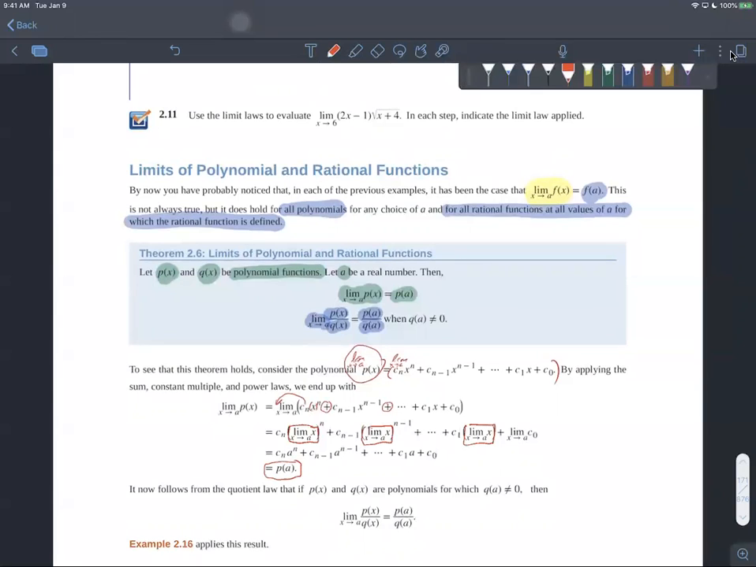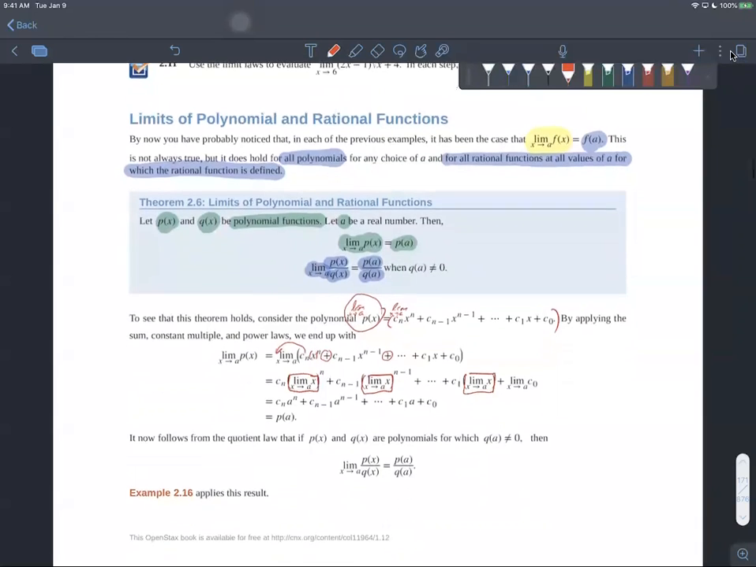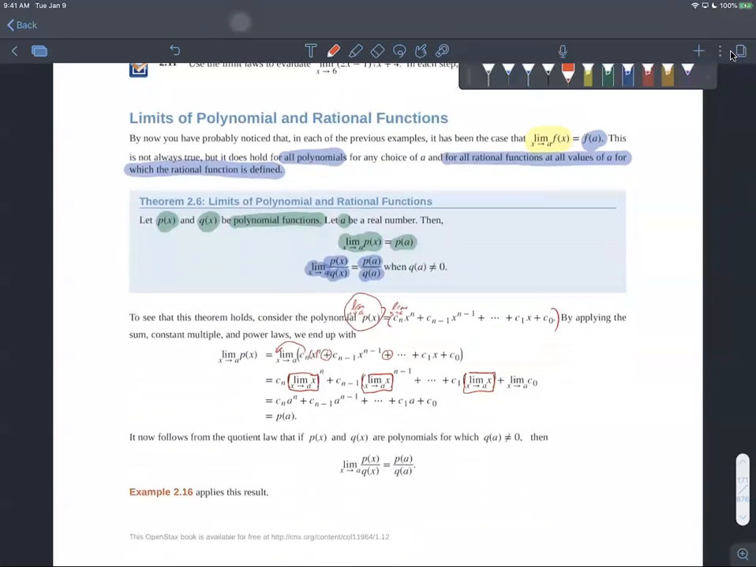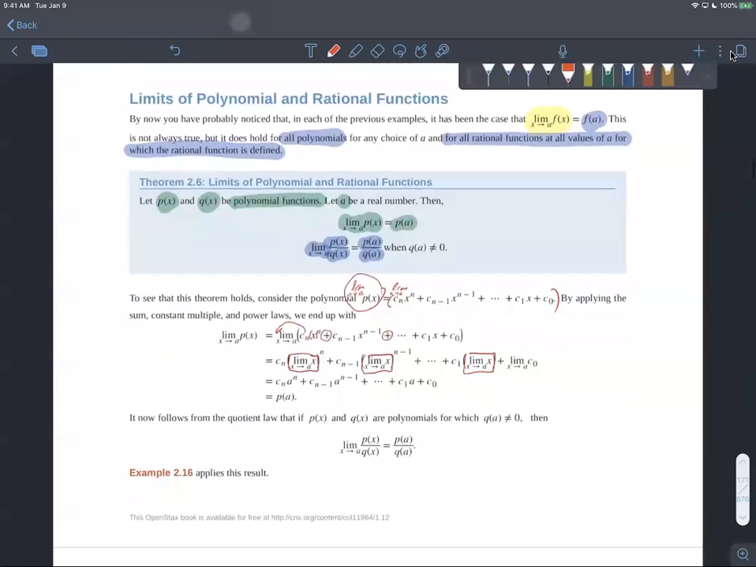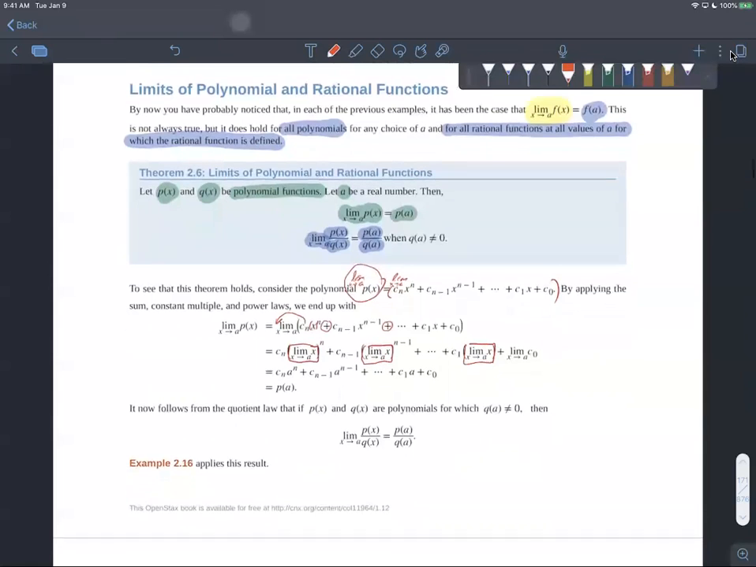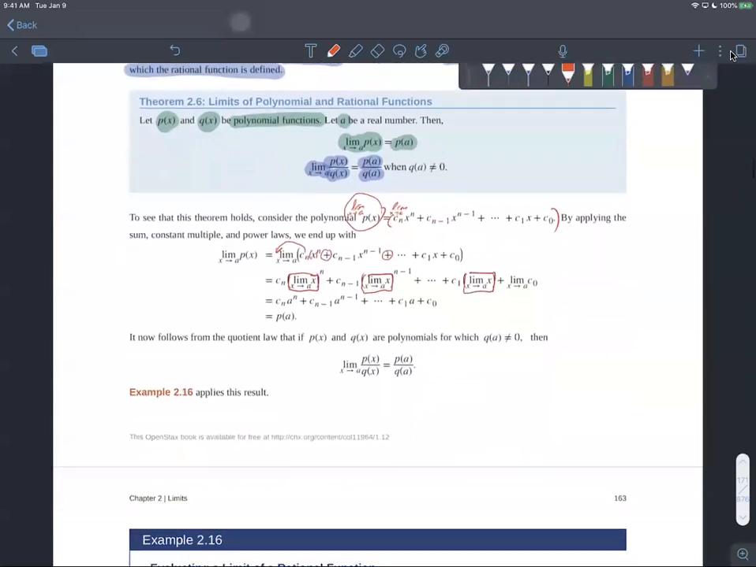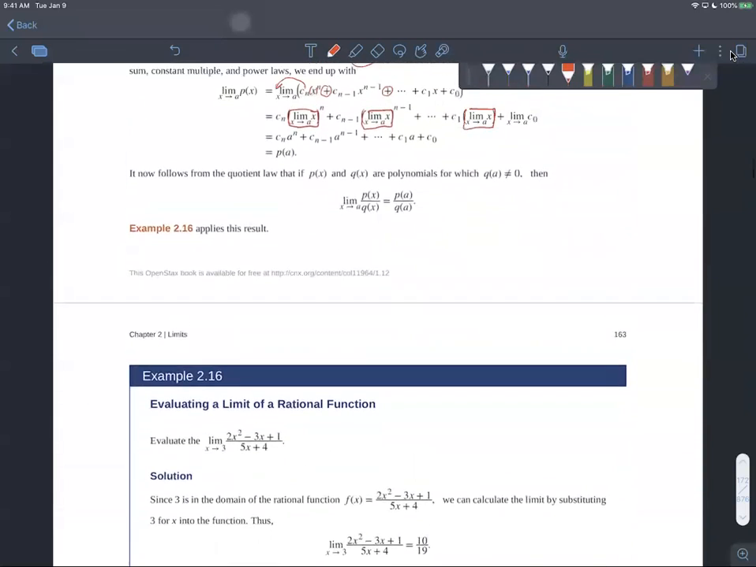Okay, so it's proven. It now follows from the quotient law that if p of x and q of x are polynomials for which q of a is non-zero, then this law applies for the limit as x approaches a of p of x over q of x. Okay, example 2.16 applies this result. So this is going to be way easier here.